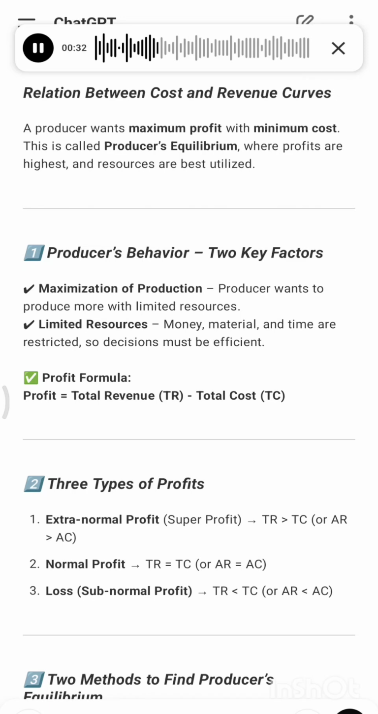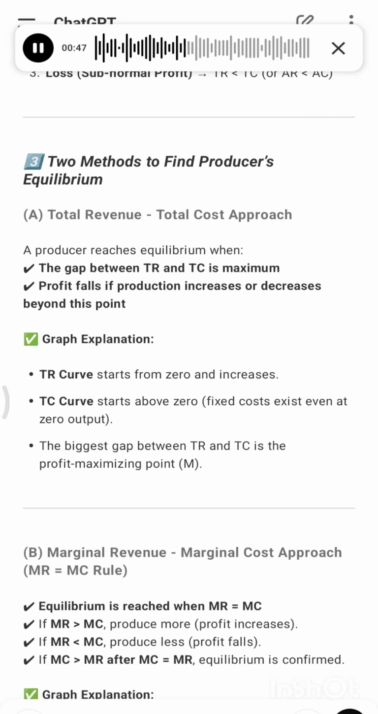2. 3 types of profits. 1. Extra normal profit, super profit, TR > TC or AR > AC. 2. Normal profit, TR equals TC or AR equals AC. 3. Loss, subnormal profit, TR < TC or AR < AC. 3. 2 methods to find producer's equilibrium.